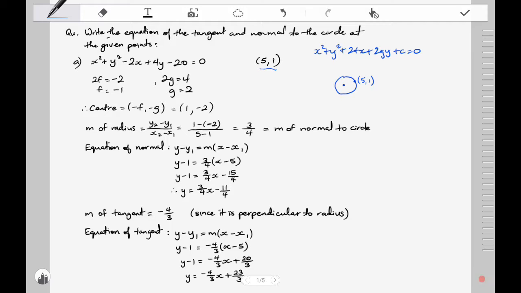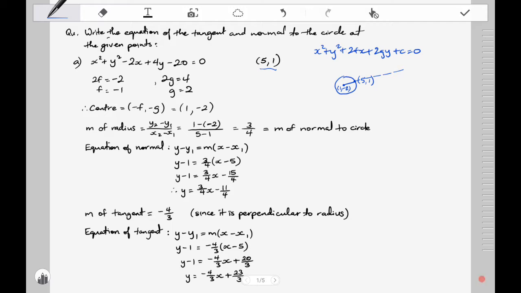Now the line joining the center to that point on the circle is called the radius. So we could find the gradient of that radius, because that is just a line. We have the 2 points, (1, minus 2) over here and (5, 1). The gradient of the radius is the gradient of the line joining those 2 points. So normal formula, y2 minus y1 over x2 minus x1. Substitute the coordinates and you get 3/4 as the gradient of the radius. As you saw in a previous video, the gradient of the radius is equivalent to the gradient of the normal, because if you were to extend a line at this point, the normal would be along the same line. So therefore the gradient of the normal to the circle is also 3/4.